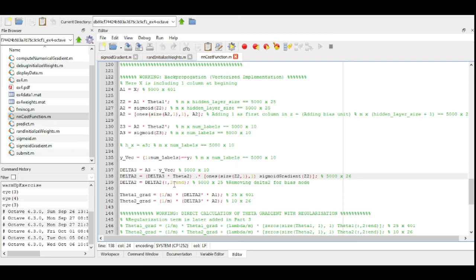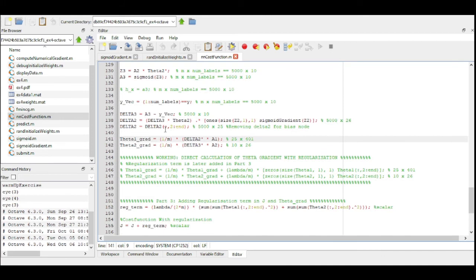So we are just taking that from the second to end. So we have taken delta 2 is equal to from second to end, because in gradient when we are going to differentiate, we are not going to differentiate the bias term, right? So that's the reason we are going to take from the second column. So after getting delta 2, we just want to calculate theta 1 gradient. So theta 1 gradient is nothing but 1 by m into delta 2 transpose into a1. So this is the way to calculate the theta 1 gradient.